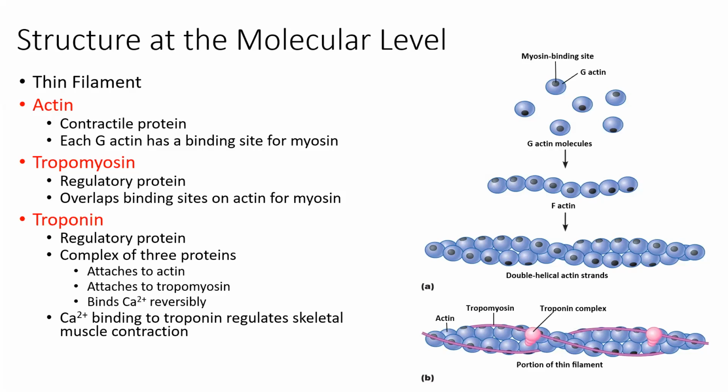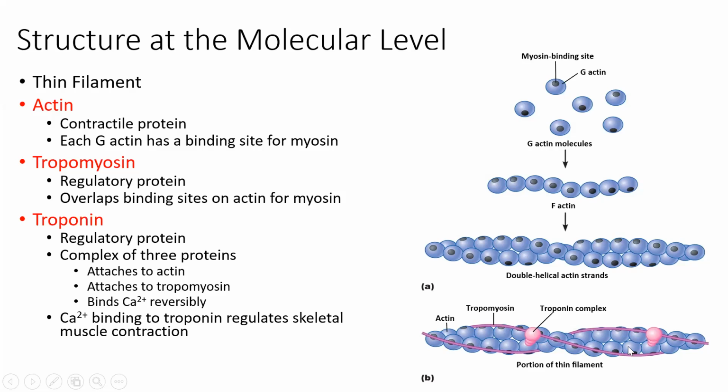So tropomyosin is covering up those binding sites. It's this thread-like protein that's wrapped around the binding sites. Remember, these black dots are the binding sites. The second regulatory protein here is troponin, and troponin is really a complex of 3 attaching proteins that have 3 different binding sites. So we can see this pink structure here. It's got 3 bubbles or 3 different protein structures attached. One is going to be an attachment point to actin. So that's the first one at the bottom here. One is going to be an attachment site for tropomyosin. Remember, tropomyosin is the thread-like protein that's wrapped around the actin strand.